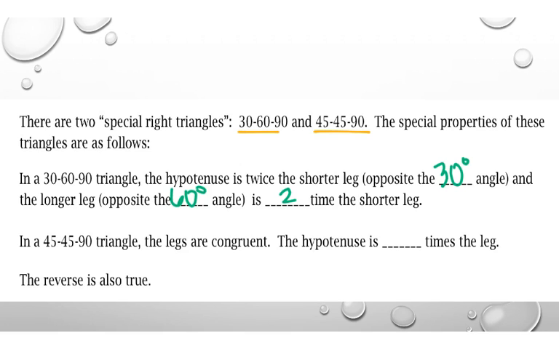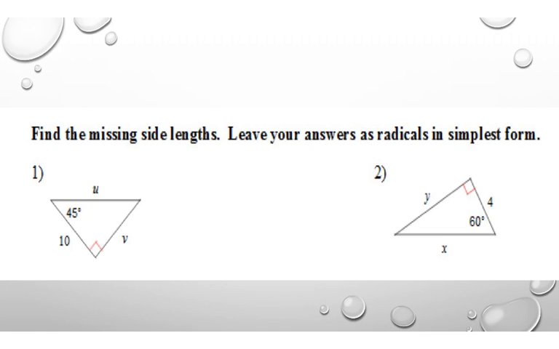In a 45, 45, 90 triangle, the legs are congruent and the hypotenuse is square root 2 times the leg. And then we can also say, it works the other way. So if you know the hypotenuse, you would divide it by square root of 2 to get the leg on a 45, 45, 90. So let's put this into practice and do some practice problems.